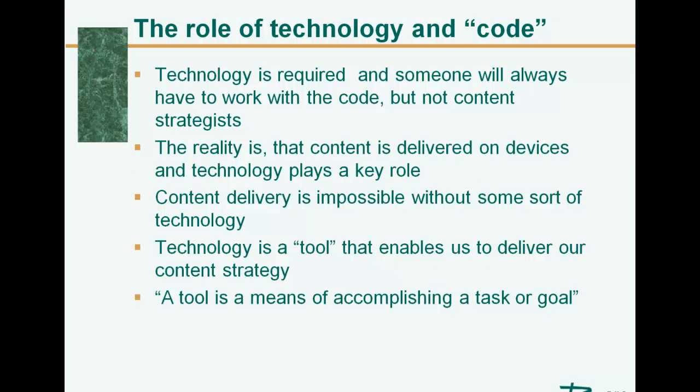So we're always going to have technology because we're going to have a lot of different ways in which we need to deliver our content. And we can't deliver it unless we have good technology in place. Also, behind the scenes, it's not just about delivery, it's a lot about content management, as many of you were saying in terms of managing the quality. So the way I like to think about technology is that technology is a tool. And as a tool, and I've got a little definition here for it, a tool is a means of accomplishing a task or a goal. It enables us to deliver our content strategy.